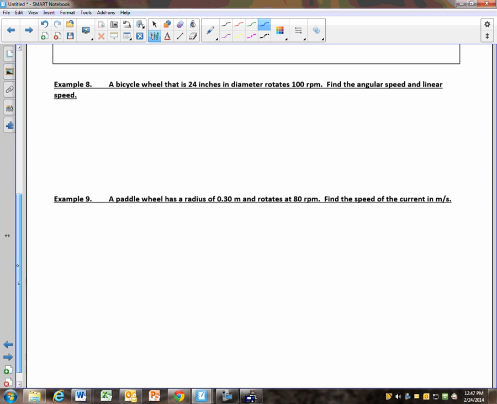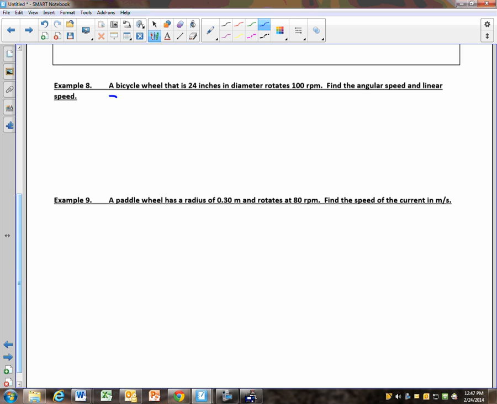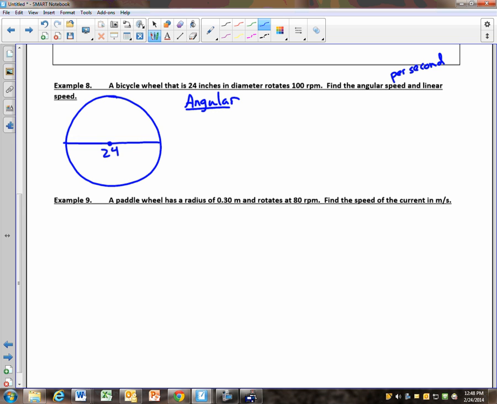A bicycle wheel that is 24 inches in diameter rotates 100 rotations per minute. So we've got a bicycle, and all the way across is 24. It rotates 100 rotations per minute. I'm going to find the angular speed, and we're going to express it in seconds. That's really the traditional way of doing it. You could leave it in minutes if you were all right with that. So we're going to find the angular speed and the linear speed both in seconds. I'll write down my information: angular, and I'll write down linear.